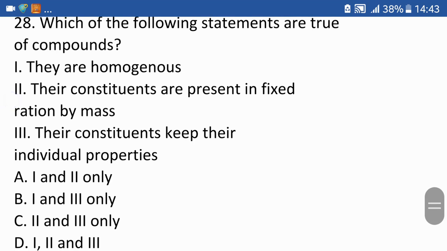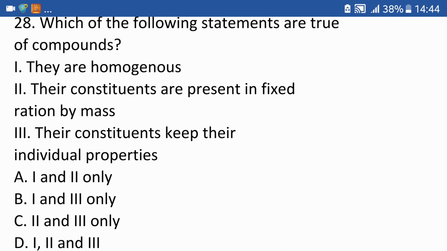28. Which of the following statements are true of compounds? They are homogeneous. That's for I. Their constituents are present in fixed ratios by mass. Their constituents keep their individual properties.